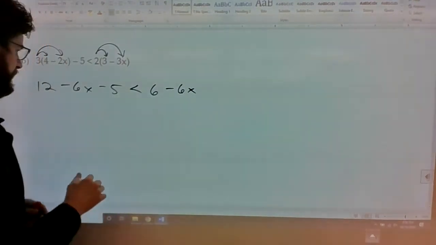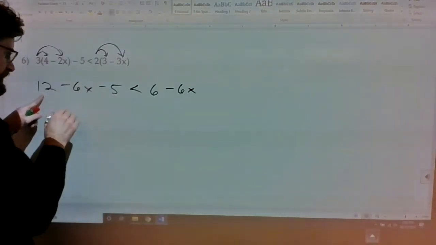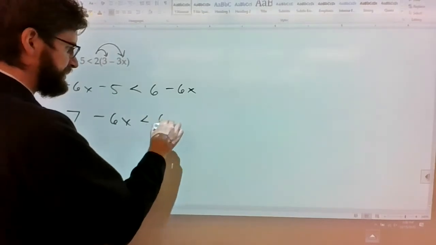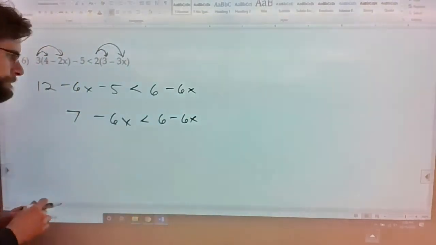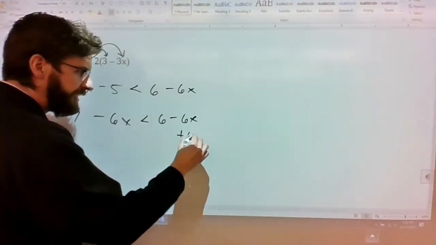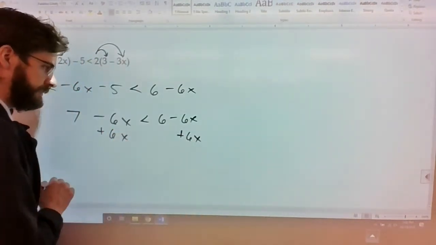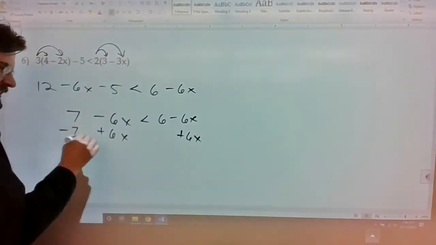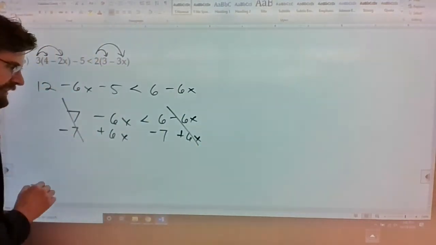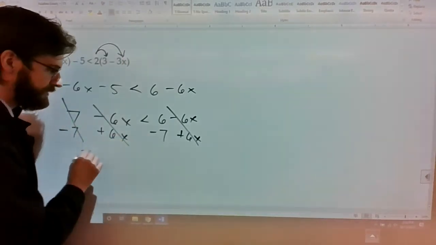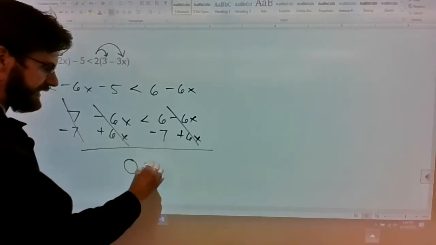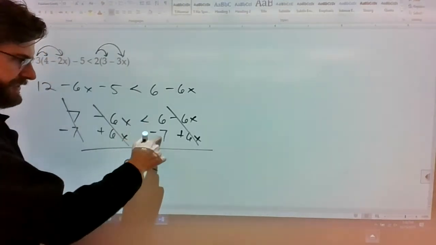In this situation, I'm going to get 12 minus 5 on one side, which is 7, is less than 6 minus 6x. Oh, interesting case here. Move the x's to the left. Move the constants to the right. X's cancel here. Constants cancel here, but this cancels as well. You got a special case. 0 is less than 6 minus 7.